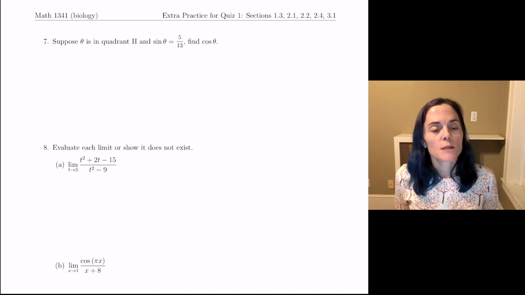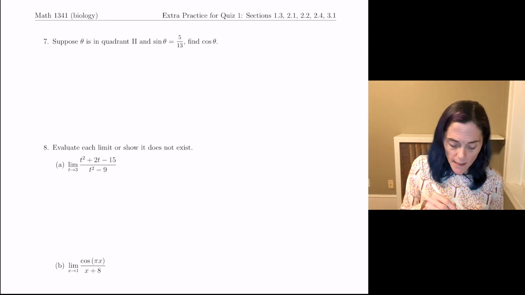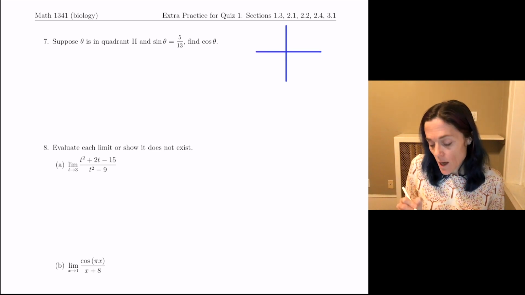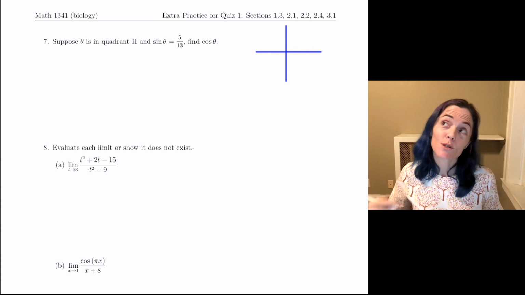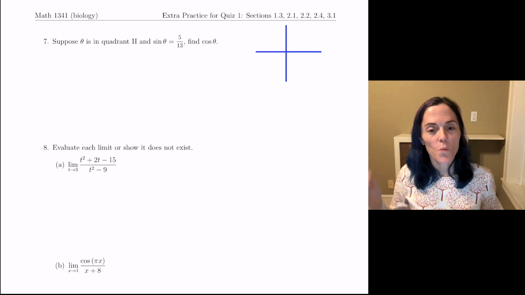Number 4, suppose theta is in quadrant 2 and the sine of theta is 5 over 13. Find the cosine of theta. We get to use this most important trig identity, which is really the only trig identity that I care for you to memorize. Sine squared plus cosine squared is 1.